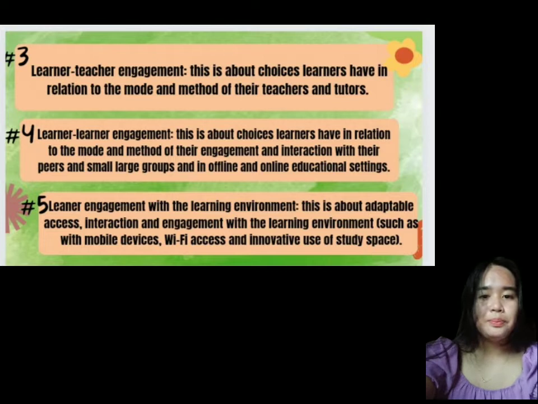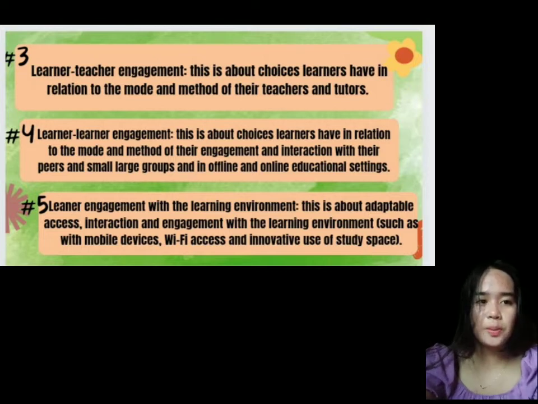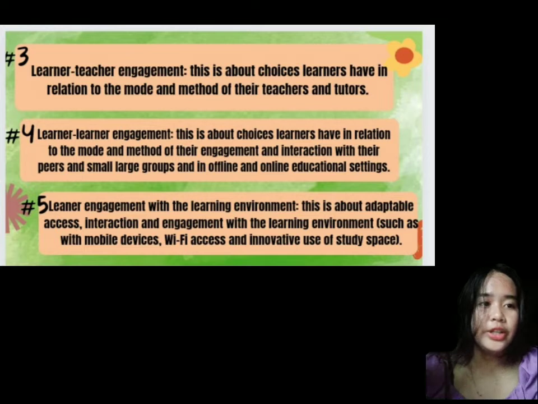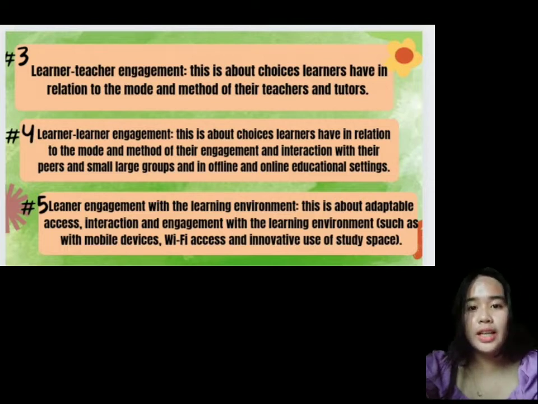Number five, learner engagement with the learning environment. This is about adaptable access, interaction, and engagement with the learning environment, such as with mobile devices, Wi-Fi access, and innovative use of study space. It's clear that the students need the place or environment where they can access information and that would help them with the type of learning they choose.